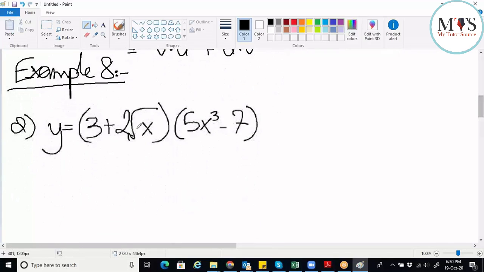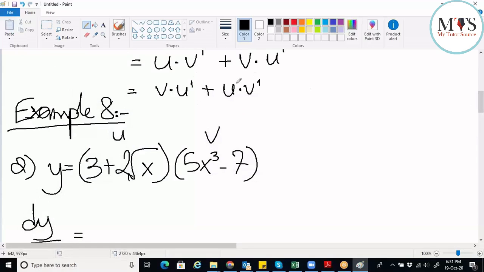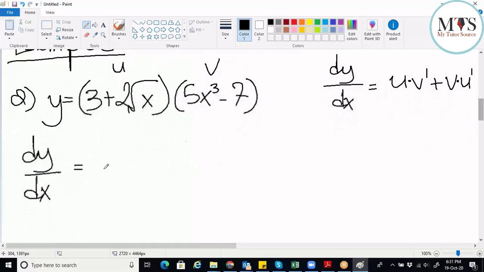In this example, this is exactly what's happening. You have two functions. You can call them u and v. They are both differentiable. You have to find the derivative of y with respect to x. So we'll just keep this formula in mind. dy by dx is u into v prime plus v into u prime. If I follow this, u comes as it is. That's 3 plus 2 square root of x.